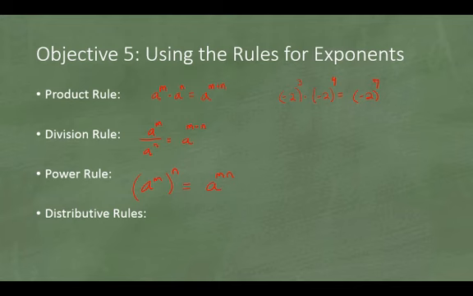The distributive rule says that it's a combination of the division and power rule. So if you have different bases, a divided by some other base b, and you're raising that fraction to a power n, the distributive rule says that it's the same thing as raising a to the n and raising b to the n. You just distribute the power.